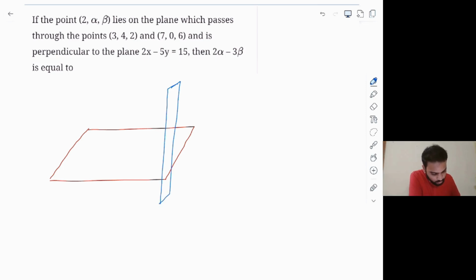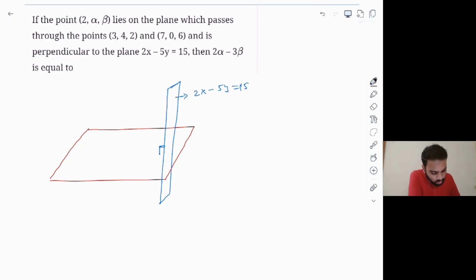So as you can see, these two planes are clearly perpendicular to each other. And what is the plane equation here? 2x minus 5y is equal to 15. But we know one thing very well. If this plane equation is 2x minus 5y equals 15, we know how to write down the DRs of the normal line, right?